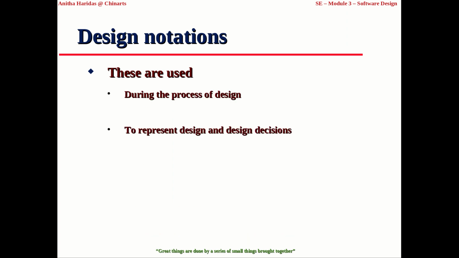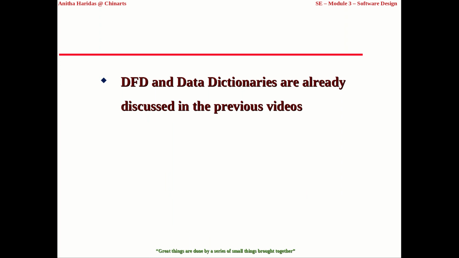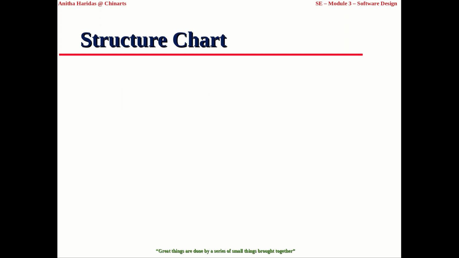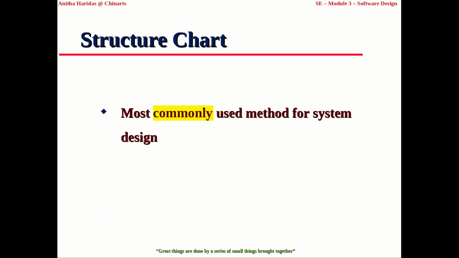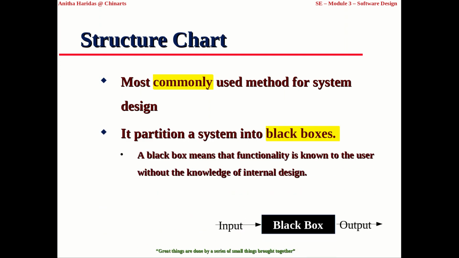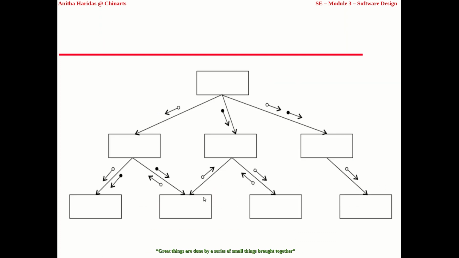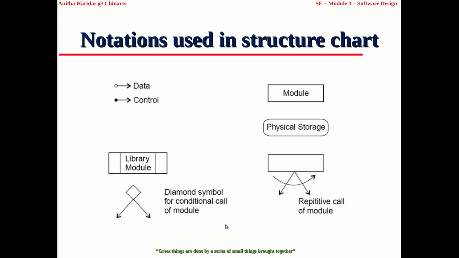Then we have also seen some of the design notations which will be used in the function-oriented design. Out of these, we have seen data flow diagrams and data dictionaries, and we were discussing the structure chart. We have seen what is a black box in a structure chart, and this is the diagrammatic representation for a structure chart which we have discussed already in the previous video. And what are the different notations used in the structure chart?